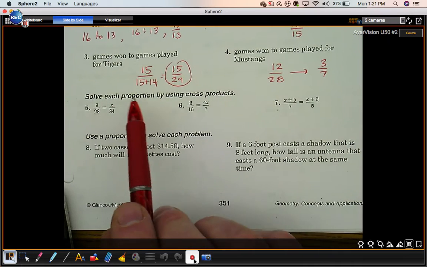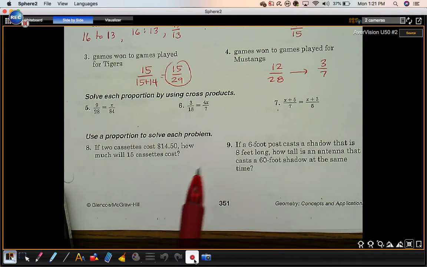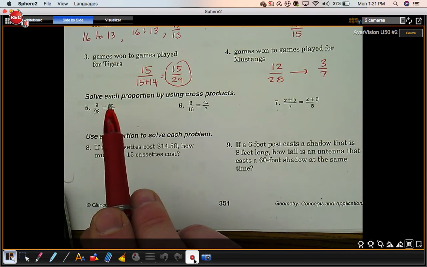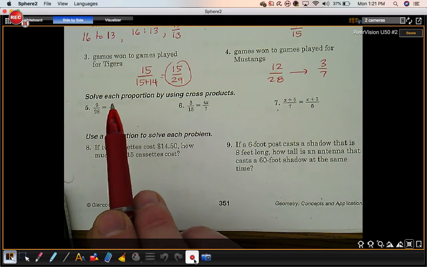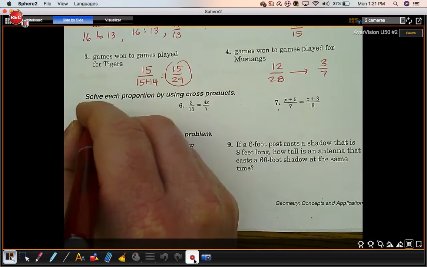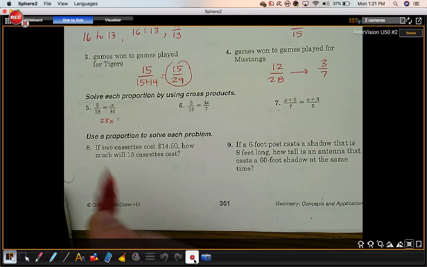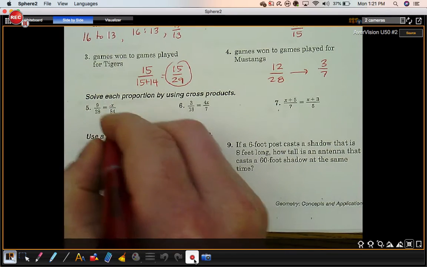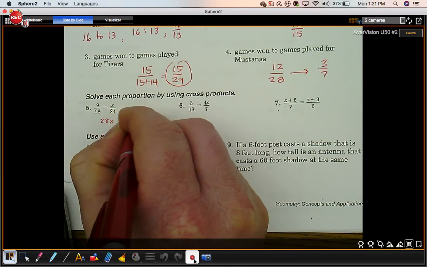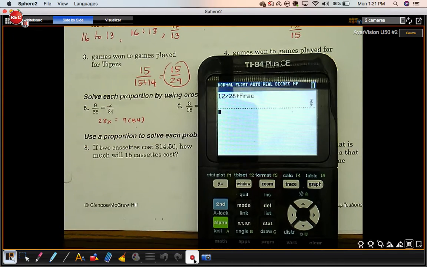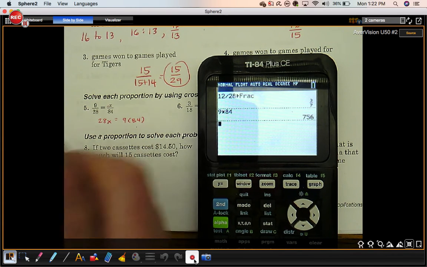Next section, we're going to solve each proportion by using cross products. So remember, we're going to cross multiply. When you have two fractions that are equal, their cross products are the same. So 28 times x gives me 28x. 9 times 84, I'm going to need some help with that one. So I'm going to type it into my calculator. Gives me 756.